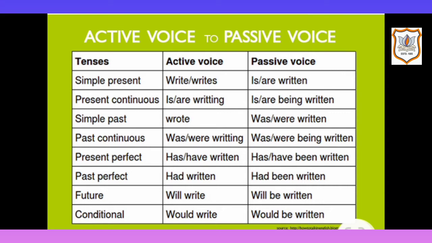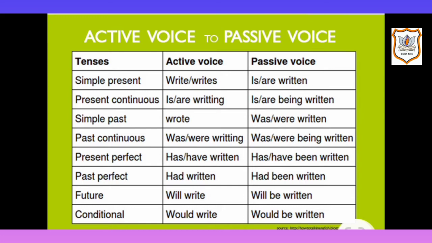The second is present continuous tense. In active voice, it will be is or are writing. So it will change to is or are being written. The next is simple past tense. Simple past active will be wrote, and in passive it will change to was or were written. Then the next is past continuous tense. In active voice it will be was or were writing. So it will change to was or were being written.